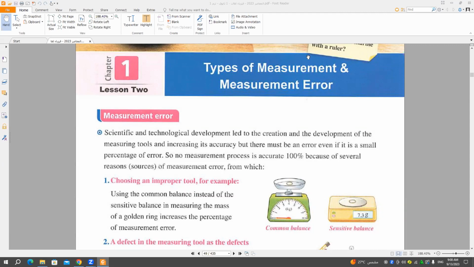Today we'll complete our chapter 1, lesson 2, inshallah. Last session I talked about lesson 1, which is physical quantities, fundamental and derived, the dimension formula and the international system of units. It's very important to solve the exercise about this lesson. If you have any problem, contact us on a WhatsApp or a Telegram group.